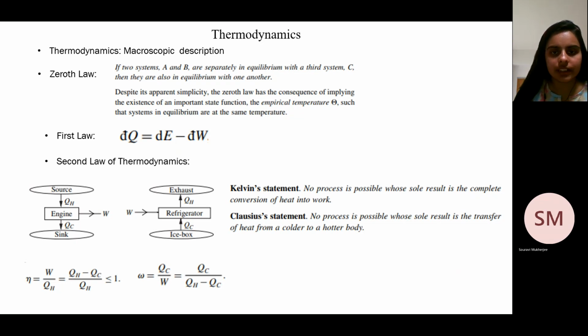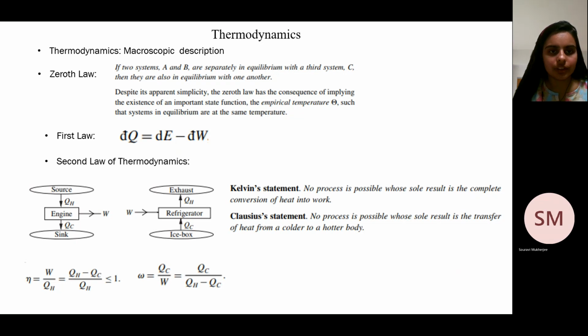Regarding thermodynamics, we dealt with the different laws of thermodynamics. The zeroth law gave us the definition of empirical temperature. It said that when two systems are separately in equilibrium with some third system C, then they are also in equilibrium with each other. From there, we could get an important state function. By state function, we mean that it does not depend on the path it follows to reach the state, but it is a function of that particular state. So it's not path dependent. One such state function is the empirical temperature, and that definition comes from the zeroth law.